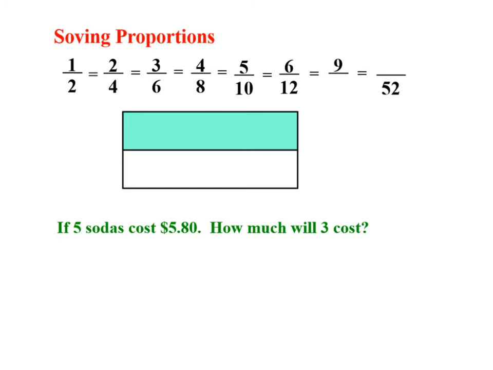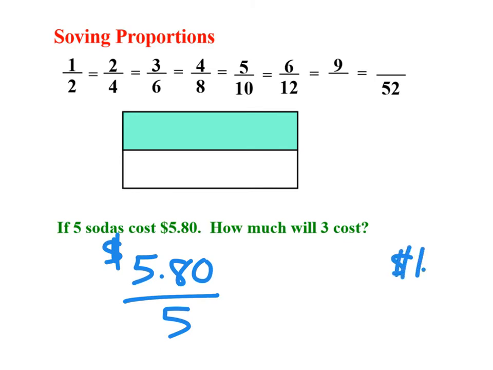Now I want to do an actual story problem with it. If 5 sodas cost $5.80, how much will 3 cost? Well, I know how most of you would attack this problem. You would say, well, let's find a unit rate. So we're basically going to take $5.80 and divide it by 5 to find out what it costs for 1 soda. When I do that, I get $1.16, and we write that as $1.16 per soda. That way we have both labels, and that makes it a unit rate. Okay?